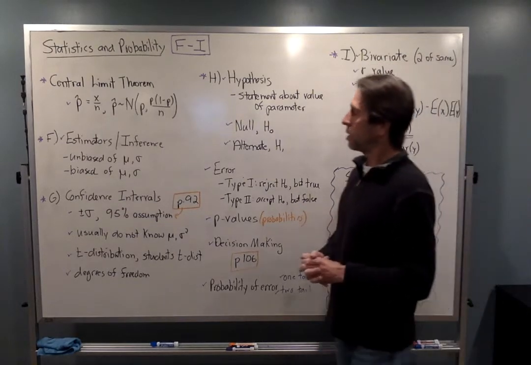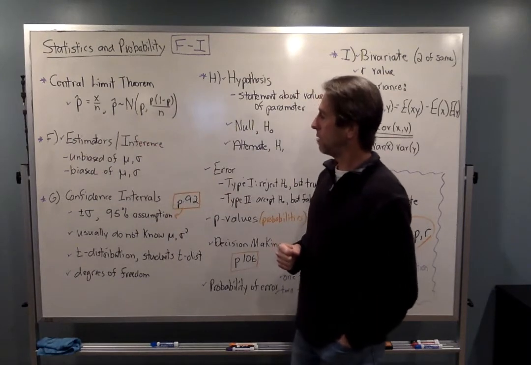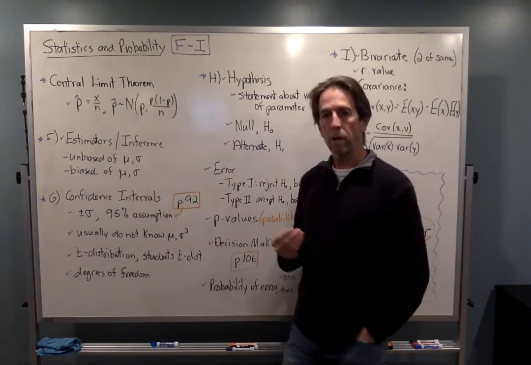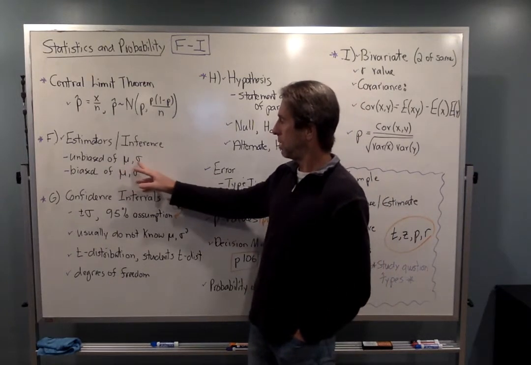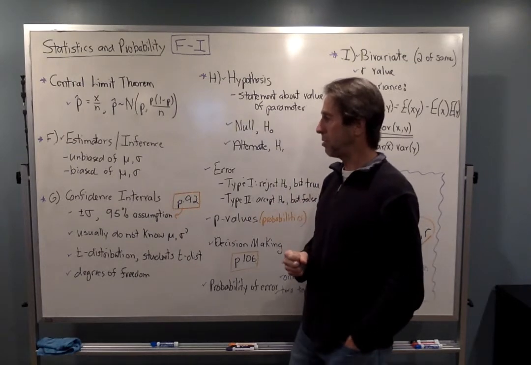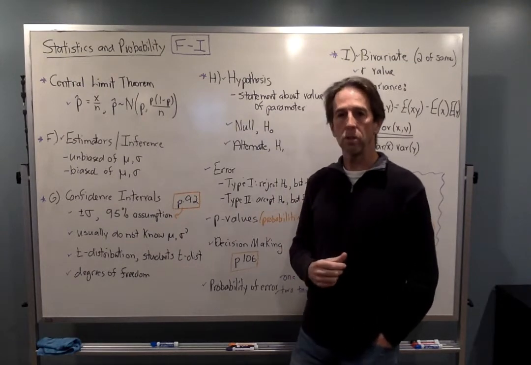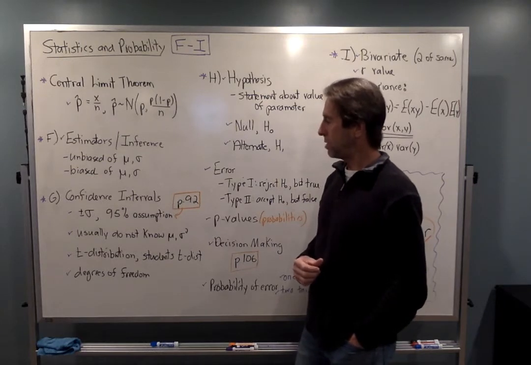So here we go. In section F, we do talk more specifically about the estimators and inference. There are simple calculations on the unbiased estimates of mu and sigma, or the biased estimates, and how would you know if it's biased or unbiased. So you could have a question to find an unbiased estimator. We then move into confidence intervals.